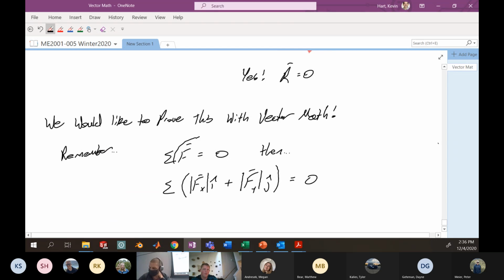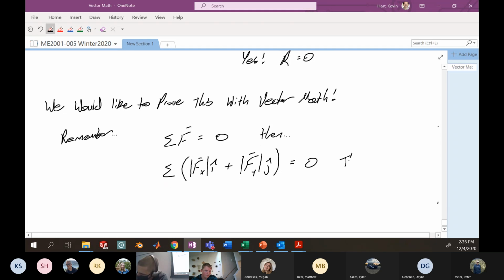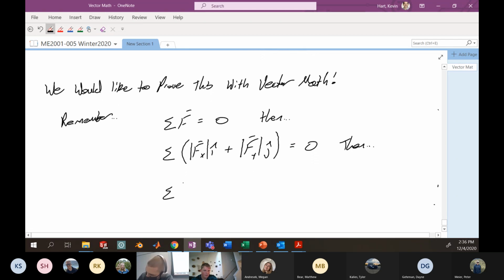This is kind of our definition of our force. It's whatever contribution we have in x in the i hat plus whatever contribution we have in y in the j hat, assuming we're in this two-dimensional planar system. And if we distribute this summation, then we must have that the sum of the contributions in x plus the sum of the contributions in y in the j direction have to be equal to 0.